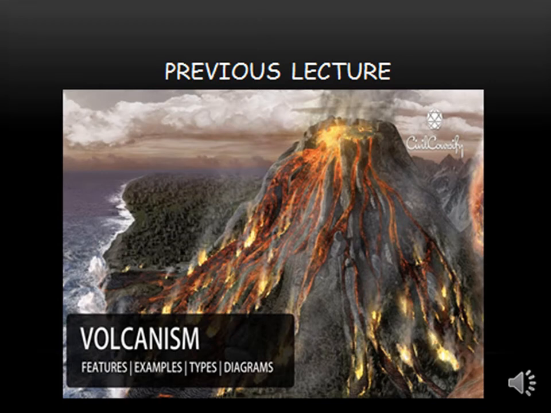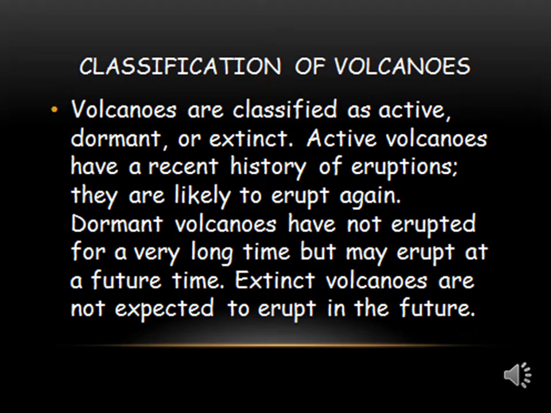In the previous lecture, we learned about volcanism. I've told you that volcanism is the phenomenon of eruption of molten rock, which is called magma, onto the surface of the earth. And we learned the types of volcanism and even the classification of volcanoes. We also learned that volcanoes can be classified according to the frequency of their eruption. Volcanoes are classified as active, dormant, or extinct.